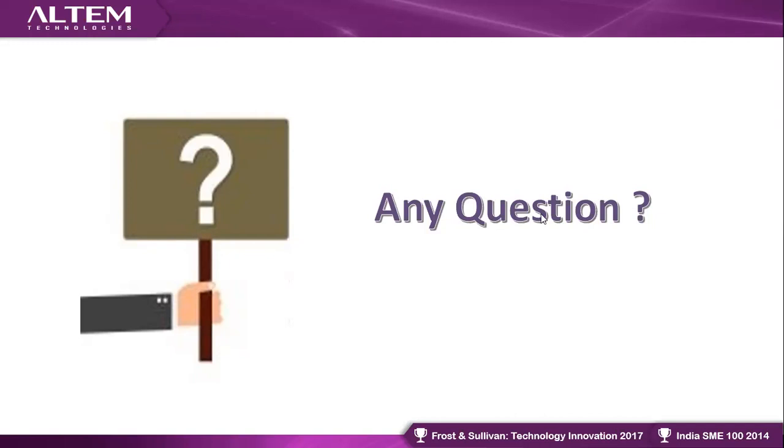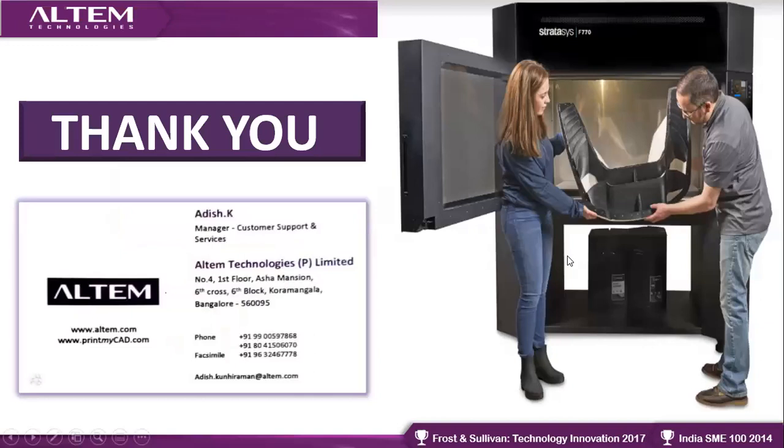Last but not least, the Stratasys F770 printer is out. It is a large prototyping printer with a build size of almost 1000 by 600 with ABS and ASA material. This is the latest release from Stratasys.